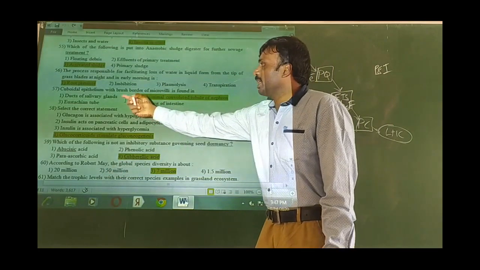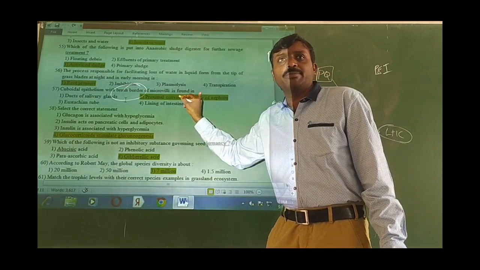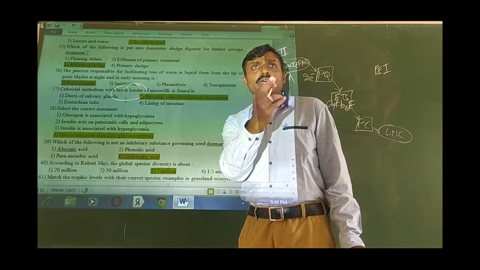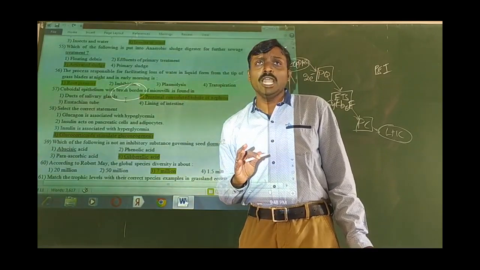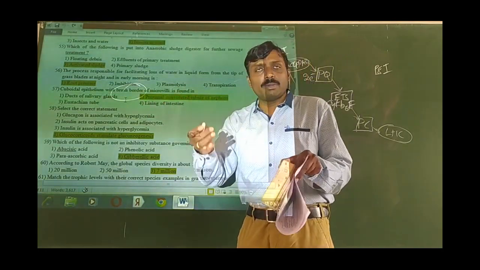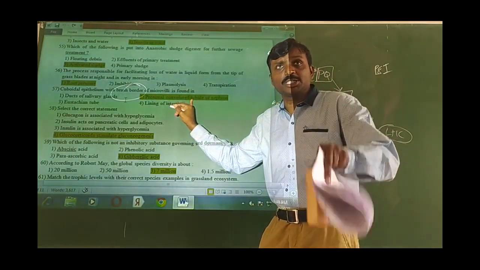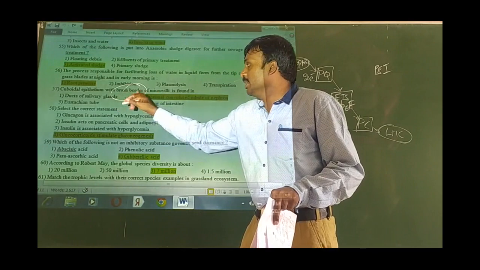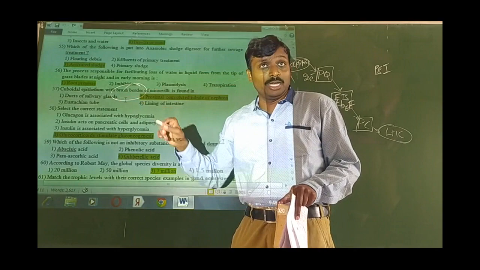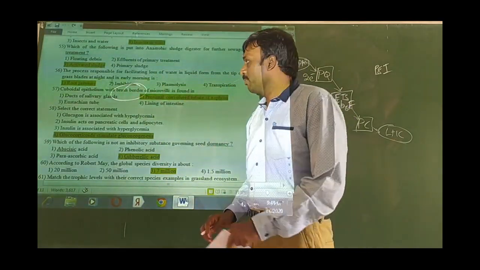Cuboidal epithelium with brush border. This is a keyword: with the brush border of microvilli, near the convoluted tubule of nephron. This question is from your excretion chapter, first year animal physiology. So near the nephron, proximal means nearby. The convoluted tubule is one of the structures inside the nephron. There we can see microvilli, small finger-like projections, with brush borders. So this is also directly given in the NCERT textbook.